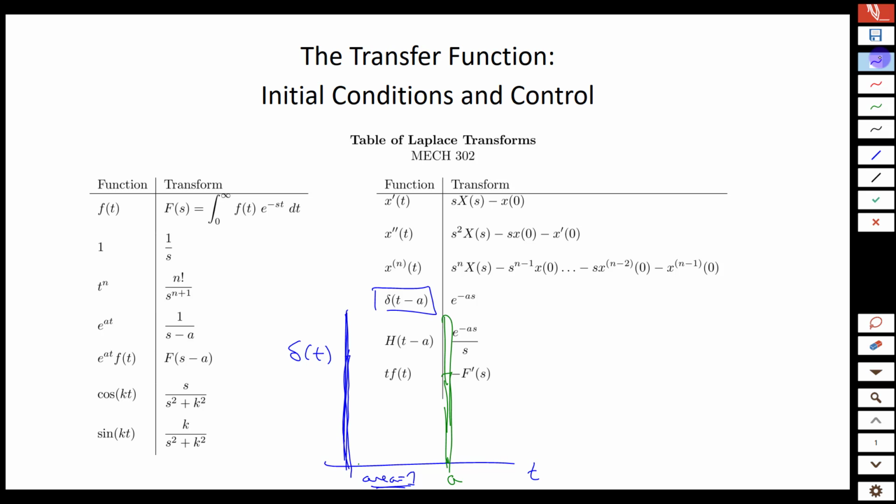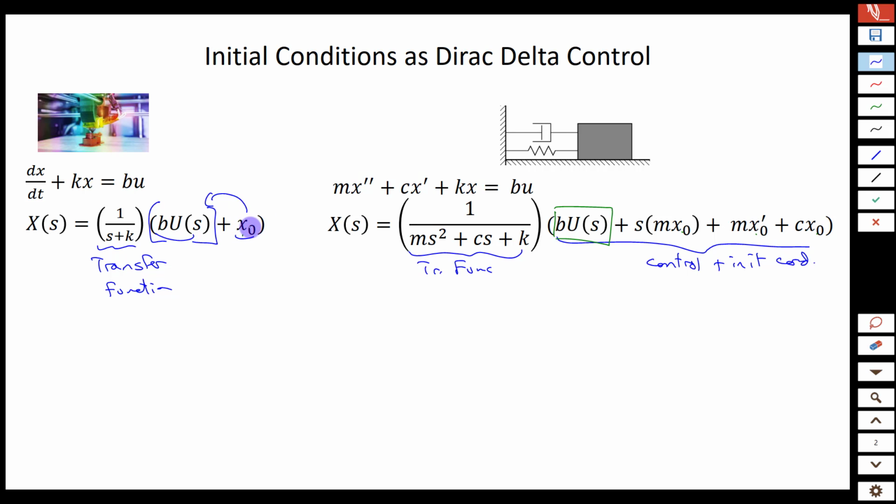For our perspective today, though, the more interesting part is that if we do delta of t and look this up in our chart, if the a is 0, then the transform of it is e to the negative 0s, which is much better known as just 1. E to the 0 is always 1. Well, if we take a look back here, we could treat this as, or replace it with, the Laplace of a delta function times x naught. This would do the same job because it would give us 1 times x naught in the transform space.